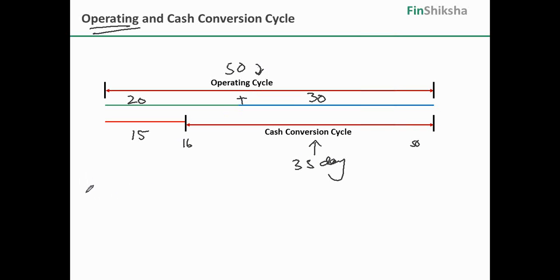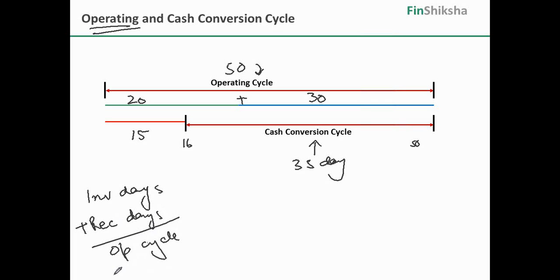So how do you calculate the operating cycle? Inventory days plus receivable days gives me the operating cycle. From this, if I subtract the payable days, this gives me the cash conversion cycle, CCC. So the cash conversion cycle is the number of days for which the business has to fund itself. The operating cycle is from the day you took the raw material till the time you received the money, the cycle in the business.